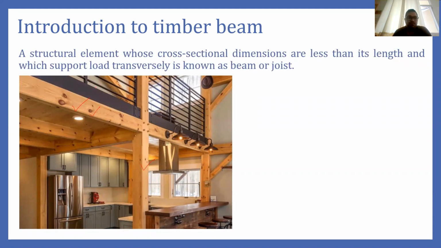So basically, beam is a structural element whose cross-sectional dimensions are less than its length and which support load transversely. So that element is known as beam or joist. So beam is basically an element whose cross-sectional dimensions are less than its length. So that is how we define the beam physically. And in the load mechanism, it supports load transversely, which means, now what does transversely mean? It means it supports the load along the axis, which is perpendicular to the longitudinal axis.